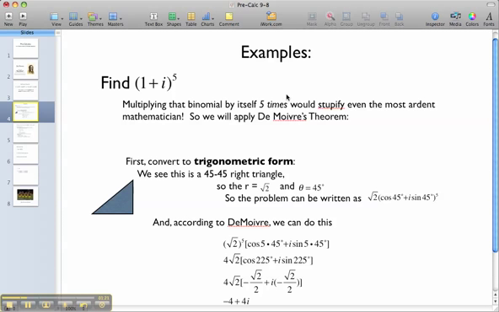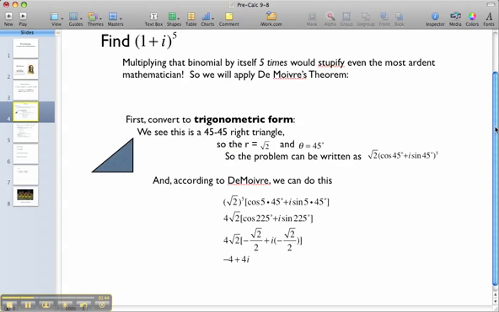Now let's take a look at some examples and see how this works. So there we have the rectangular or a plus bi form, 1 plus i, and we're going to take it to the 5th power. Now that would be pretty tough to do, a real pain to multiply that out 5 times. So here's where De Moivre's theorem is really going to help us out. Once again, the first thing we want to do is convert this into that polar form. So remember, to convert it to polar form, we need r and theta.